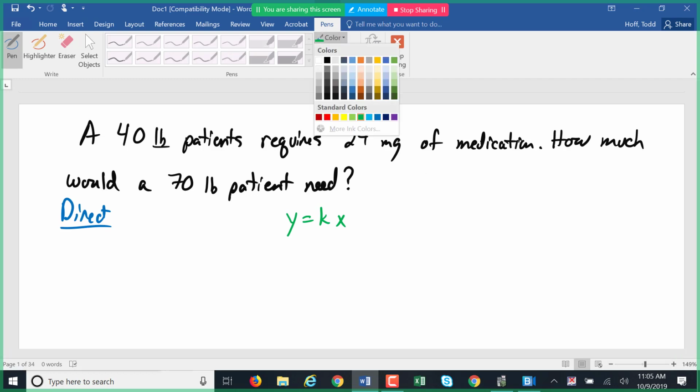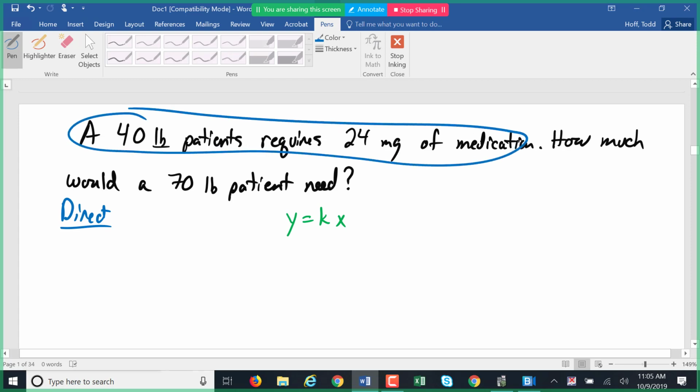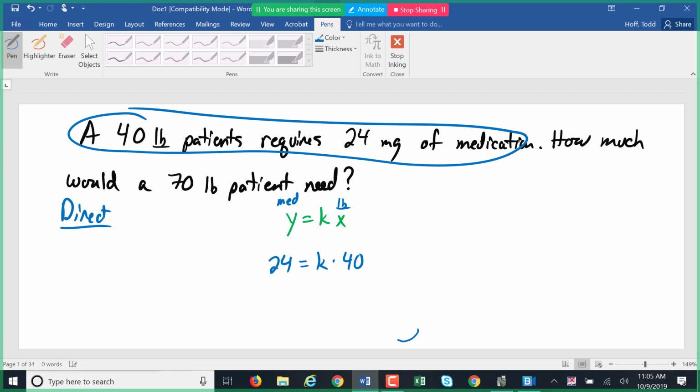Well, we put in our values here. So that part wasn't explicitly told to us. We had to get that from the problem itself, of whether it was directly or inversely related. Now that it goes into the initial or the known condition, a 40-pound patient is 24 milligrams of medication. I'm going to let y be the medication, x be the pounds of the patient. So 24 milligrams equals a constant times 40.